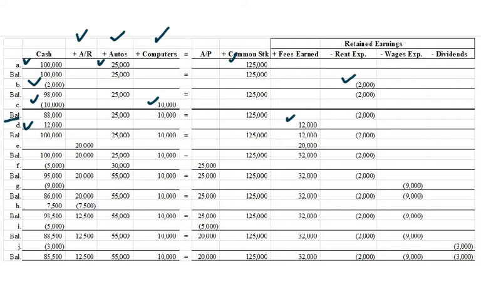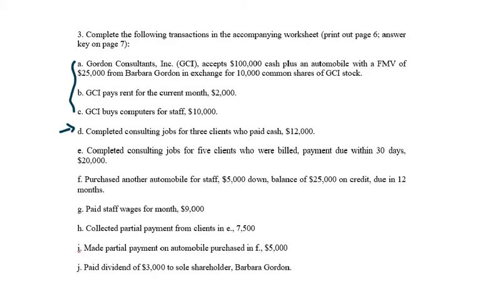All right, now E, completed consulting jobs for 5 clients who were billed, payment due in 30 days, $20,000. So again, this is another way to refer to on account or on credit. Instead of saying that phrase, sometimes it's a little more realistic to say, how do we know it's on account or on credit? We billed somebody, right? So that's an easier way of tackling that same concept.